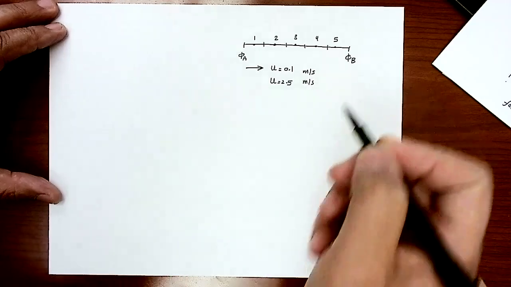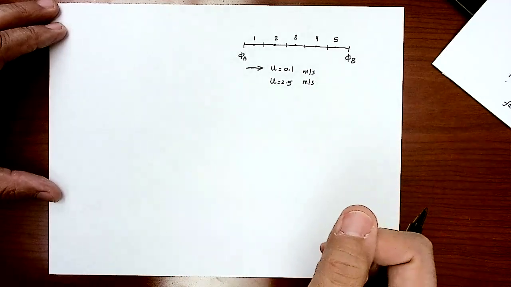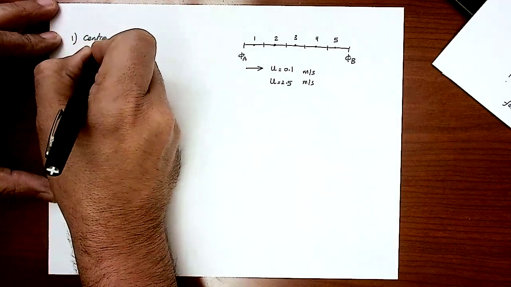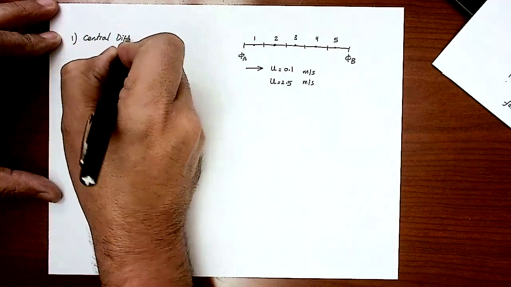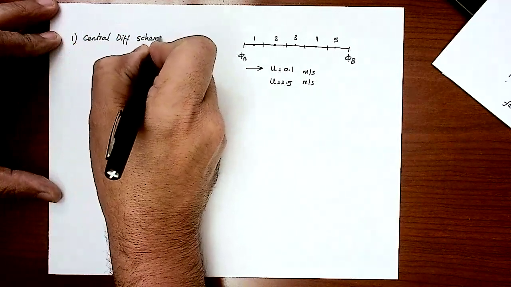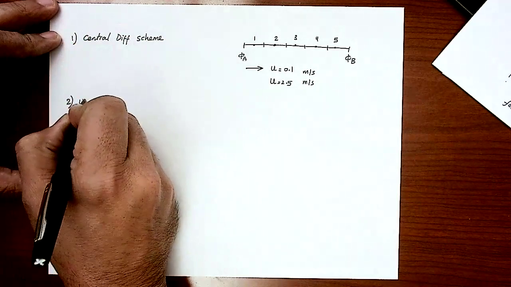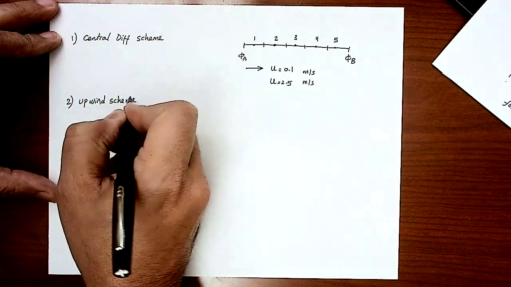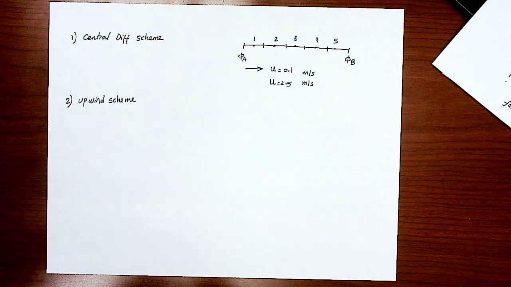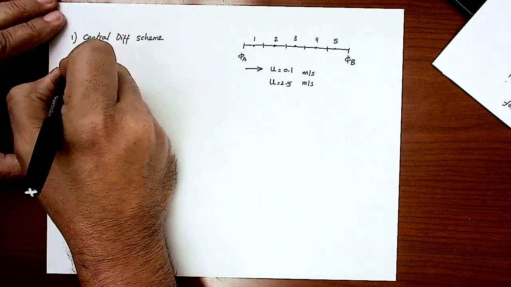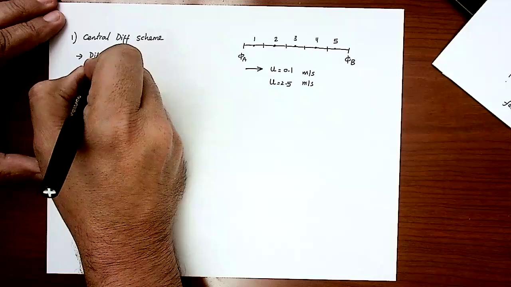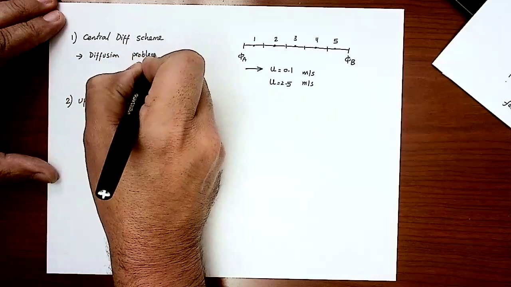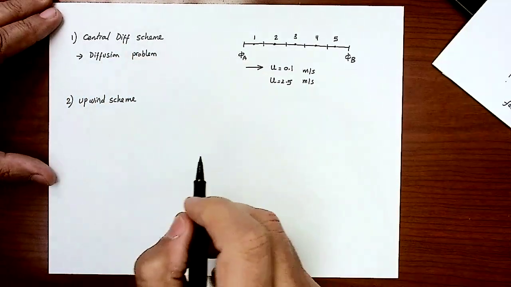We so far covered two different types of schemes, right? The first one was the central differencing scheme, and the second one was the upwind scheme. In the central difference scheme, it's really very accurate when we deal with diffusion problems. So it has high accuracy to simulate diffusion problems.